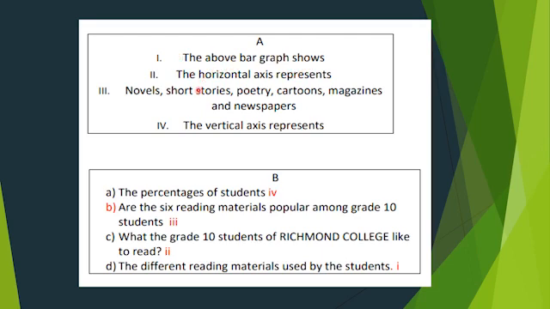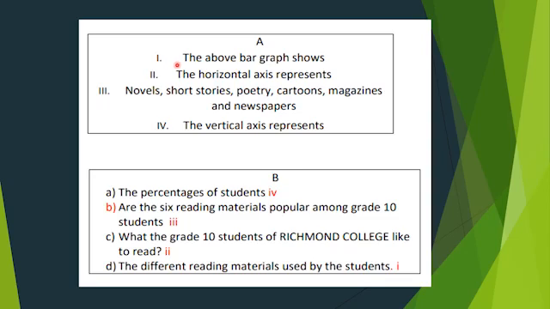Here are 4 sentences. Find the relevant sentence and notice. Sentence number 1. The above bar graph shows the different reading materials used by the students. This sentence explains what the graph shows. So, we should write this first.